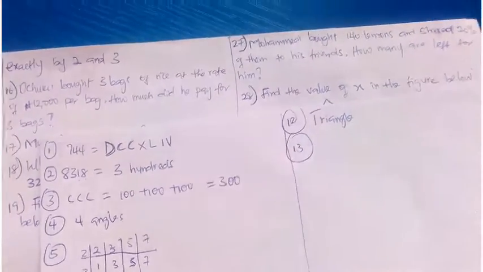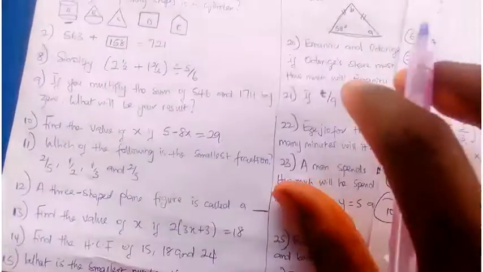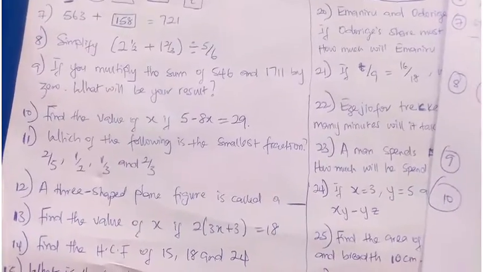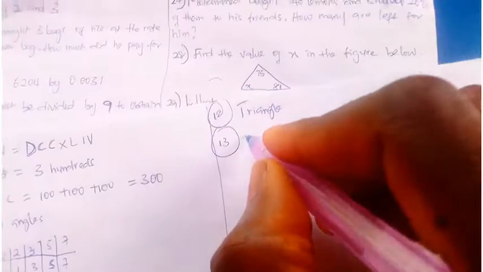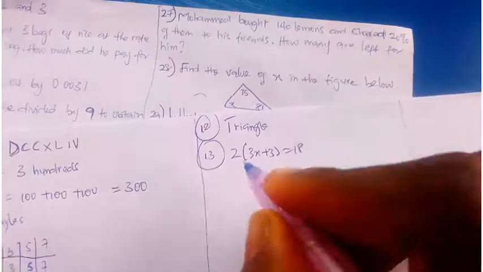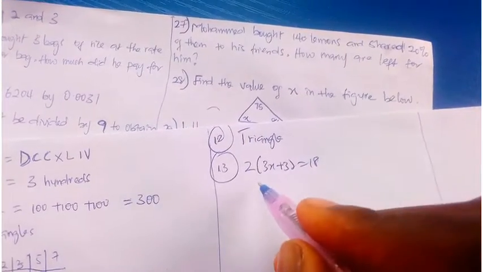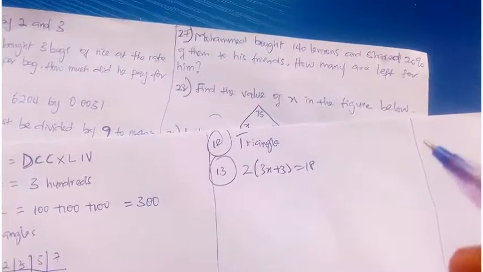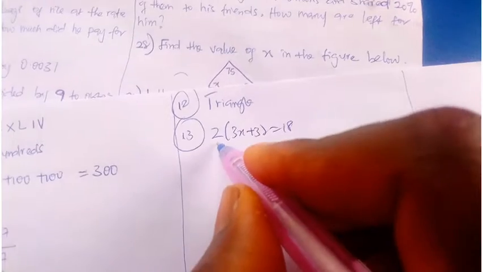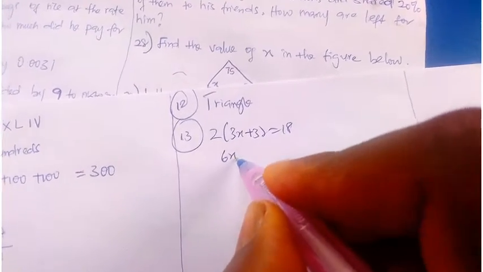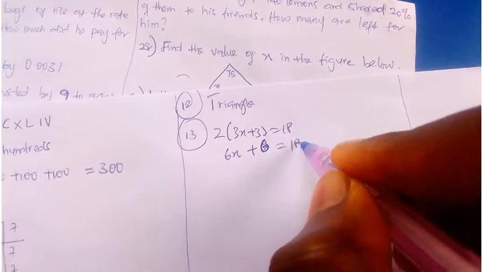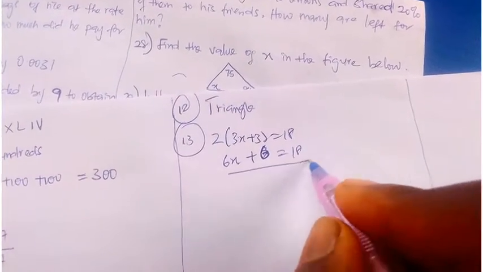Very simple. Number 13 question says, find the value of x if 2 into bracket 3x plus 3 equals 18. In this case, what do I do? Expand first. Remove the bracket. So 2 times 3x is 6x, plus 2 times 3 is 6, equals 18. In this case, you can divide all by 6.